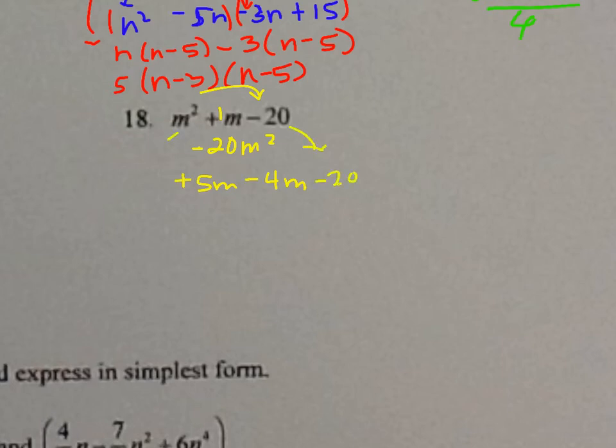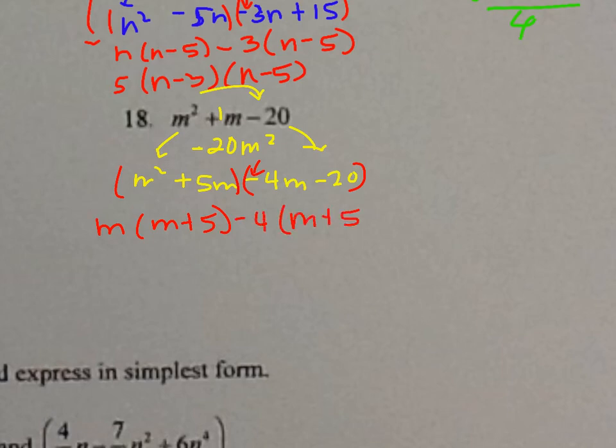Bring down the minus 20. Bring down the m squared. Now we use grouping. The GCF of the first group is m. Then we get m plus 5. There's a minus in there, so bring down the negative. GCF is negative 4, m plus 5. So my factors are m minus 4 and m plus 5.